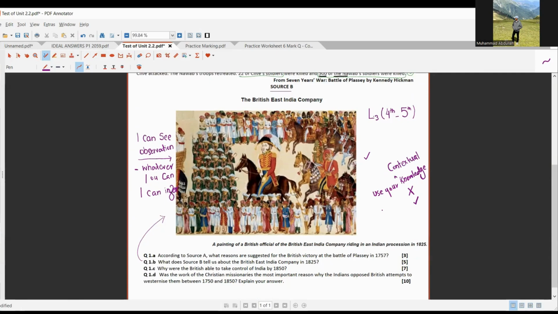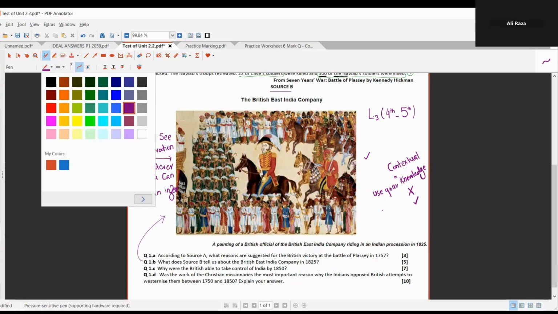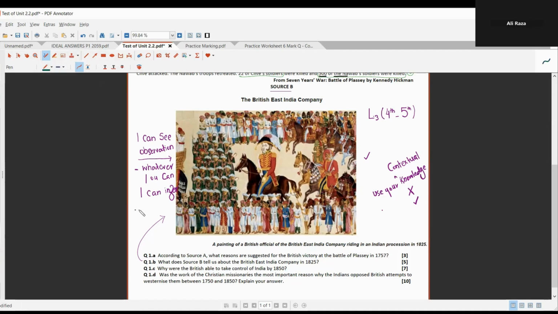Exactly. So this is our inference basically. Look, it is nowhere written in the picture that they are superior. What we find out is that whatever they are doing, whatever we can see in the picture, he is sitting on a horse, and all the other Indians are not. This is our inference. So what do we call an inference? Inference is something that answers your question. The question was asking what we can tell about the British East India Company. So we can say that they consider themselves superior. So that is your inference.